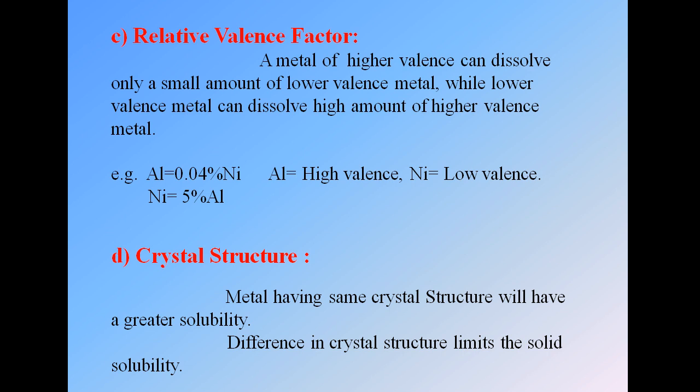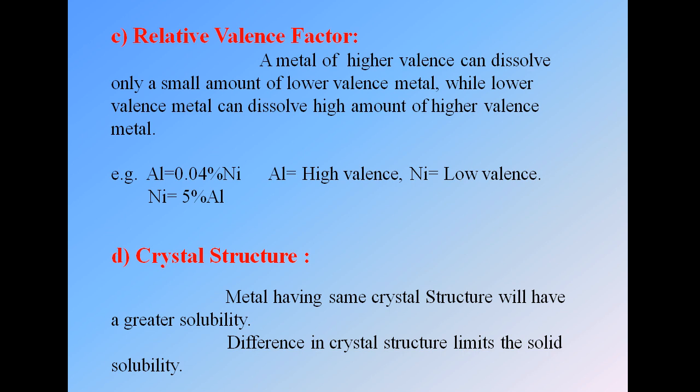As we know, aluminium has higher valency, Ni has lower valency. So in the example, aluminium, which has higher valency, can dissolve a lower amount of lower valency metal; that is 0.04%, a lower amount, of Ni, a lower valency metal. So we can simply say that a higher valency metal can dissolve a lower amount of lower valency metal. In the line below, Ni has lower valency and 5% is a higher amount, and aluminium has higher valency. We can say a lower valency metal can dissolve a higher amount of higher valency metal. Okay, so this is the relative valency factor.